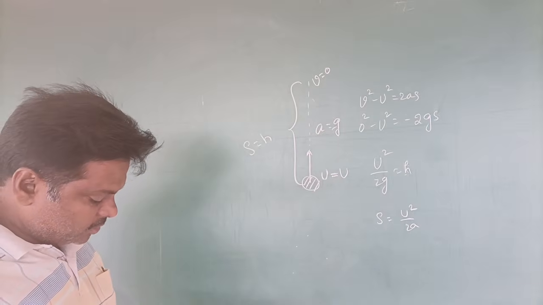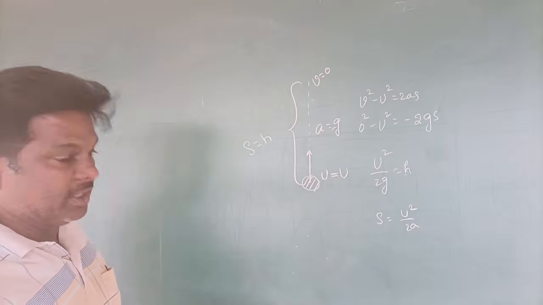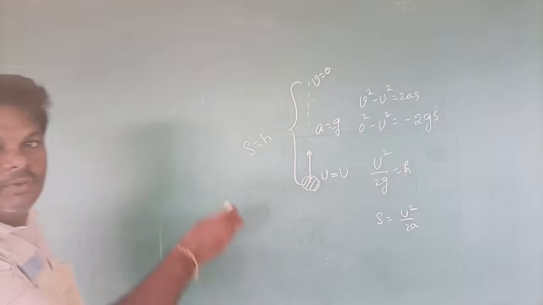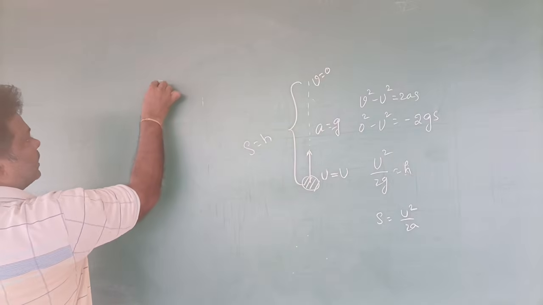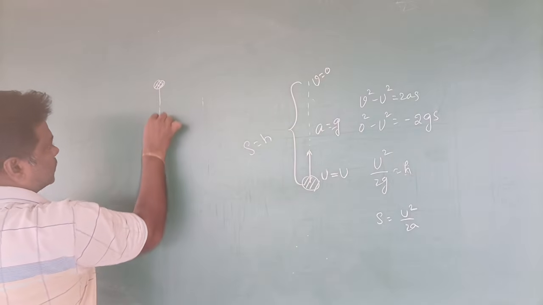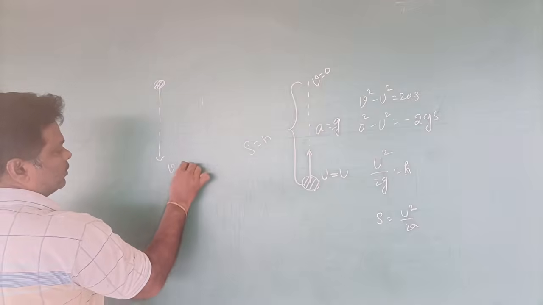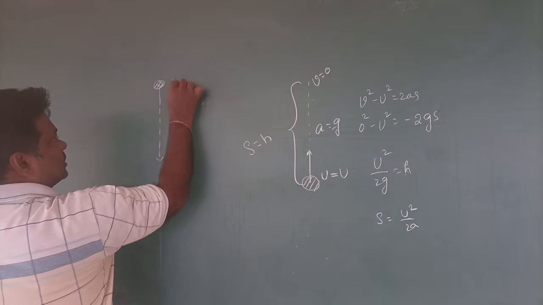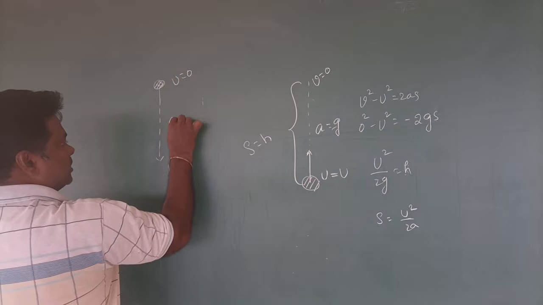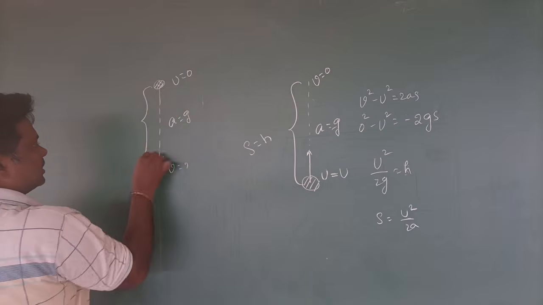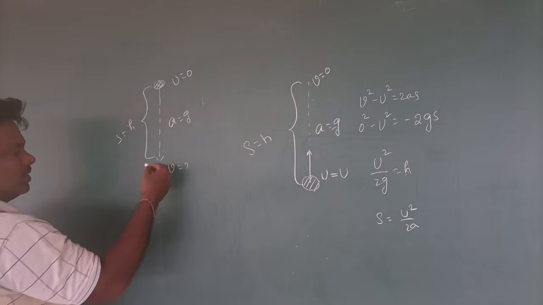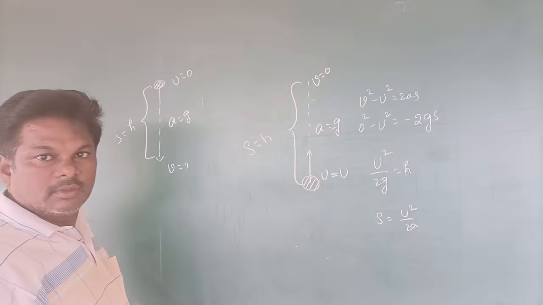Option B. Now, the velocity of a freely falling body before hitting the ground. The object is falling freely, coming down. We need to find the velocity before hitting the ground. Its initial velocity is equal to 0, acceleration is equal to g, and the distance that it covers is h. The same condition applies when it is coming down.